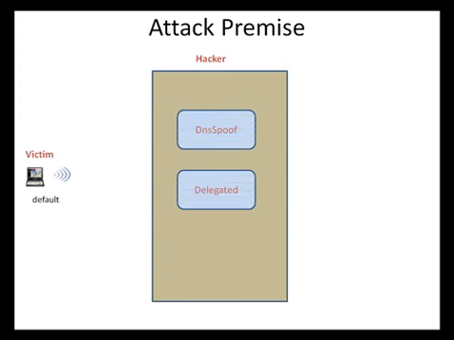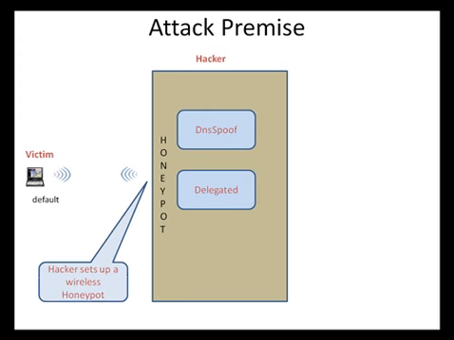So the typical attack scenario for a wireless man-in-the-middle attack would be where we would have a victim laptop which is actually searching for a wireless network. So let us assume, for sake of simplicity, that it is an open network called default. Now there is also going to be a hacker present in the vicinity. I've drawn the hacker from a module perspective, in that the hacker consists of two distinct modules. One is the DNS spoof and the other is Delegate.